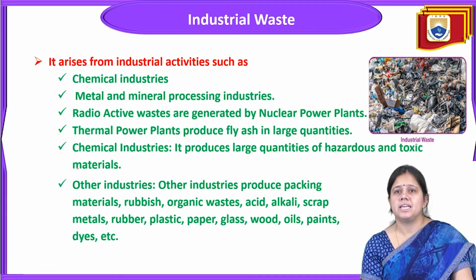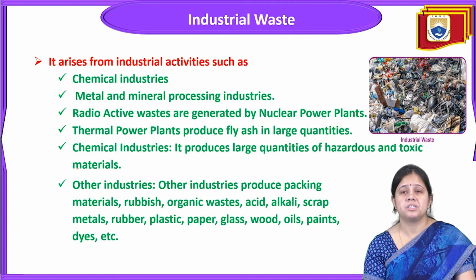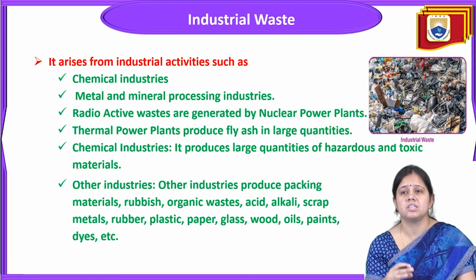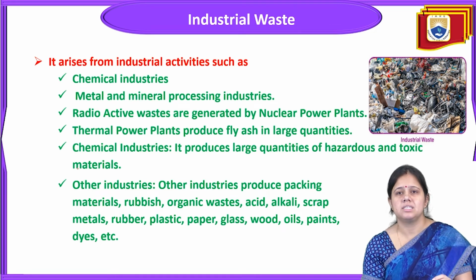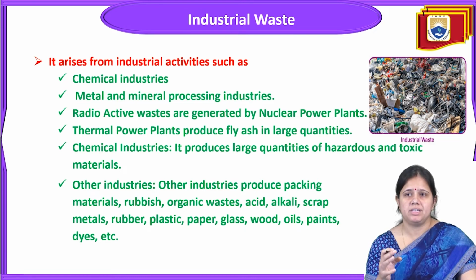Next, we'll discuss the nature and characteristic features of industrial waste. Industrial waste arises from any industrial activity, like chemical industries and metal and mineral processing industries. Radioactive waste is generated by nuclear power plants. Thermal power plants produce fly ash in the largest quantity. These are all industrial waste. Some chemical industries produce large quantities of hazardous and toxic material. Other industries, such as packaging, rubbish and organic waste industries, produce acid, alkali, scrap metal, rubber, plastic, paper, glass, wood, oil, paints and dyes. All these industries are producing some waste.